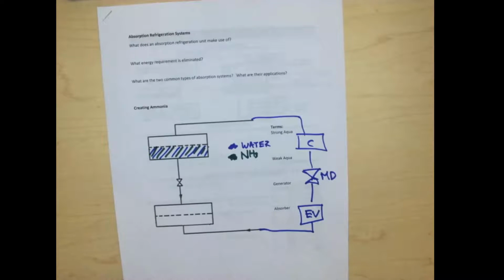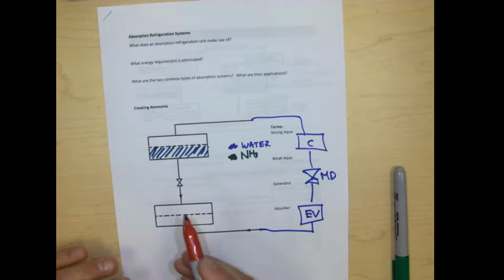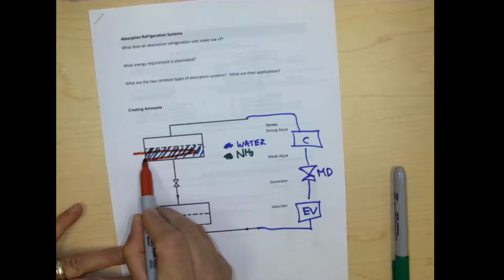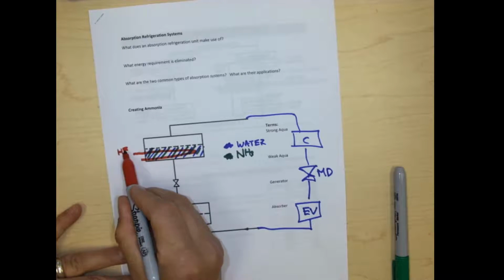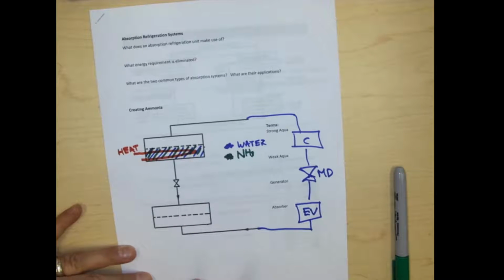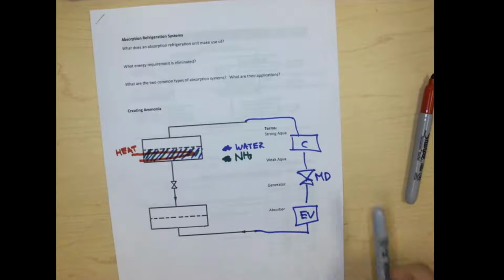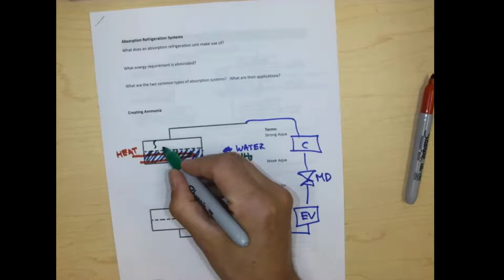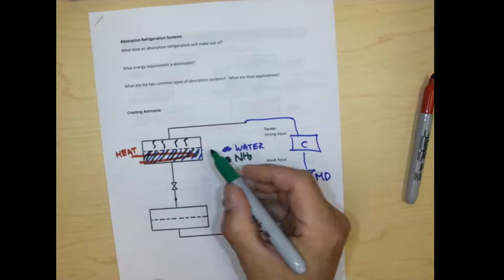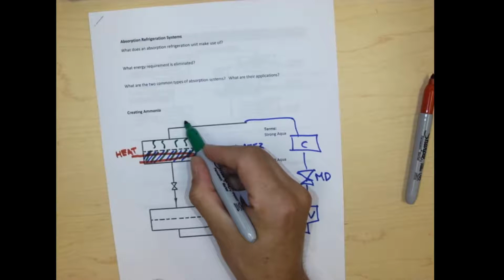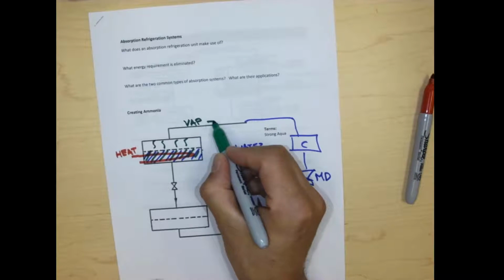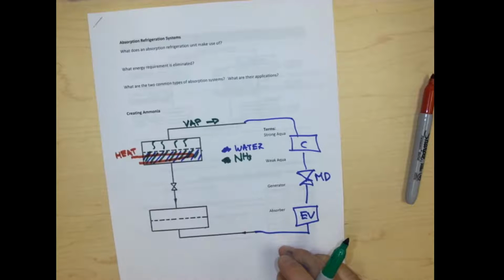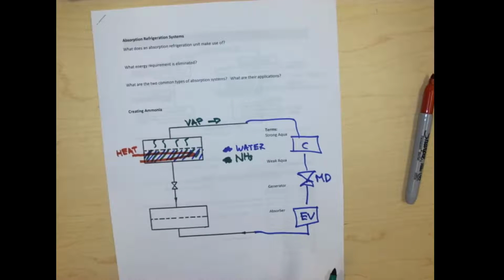Any ideas how I'm going to separate the ammonia from the water? I'm going to add some heat. Okay, so great. I'm going to add in some heat here. And I've got heat coming in. And what that's going to do is it's going to free up some of my ammonia. Okay, so my ammonia is going to vaporize. And what I have is vapor that makes its way to the rest of the refrigeration system.